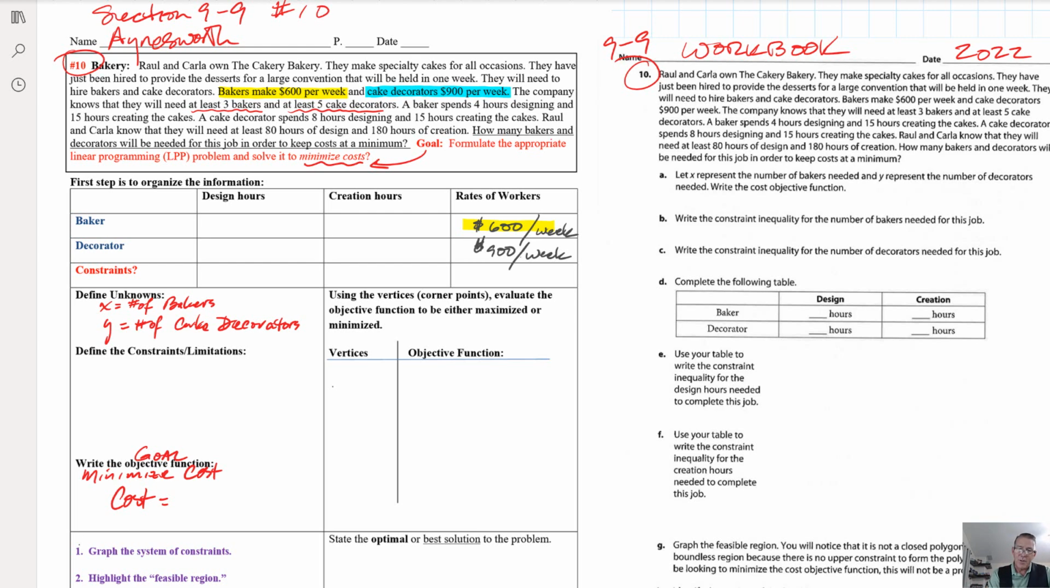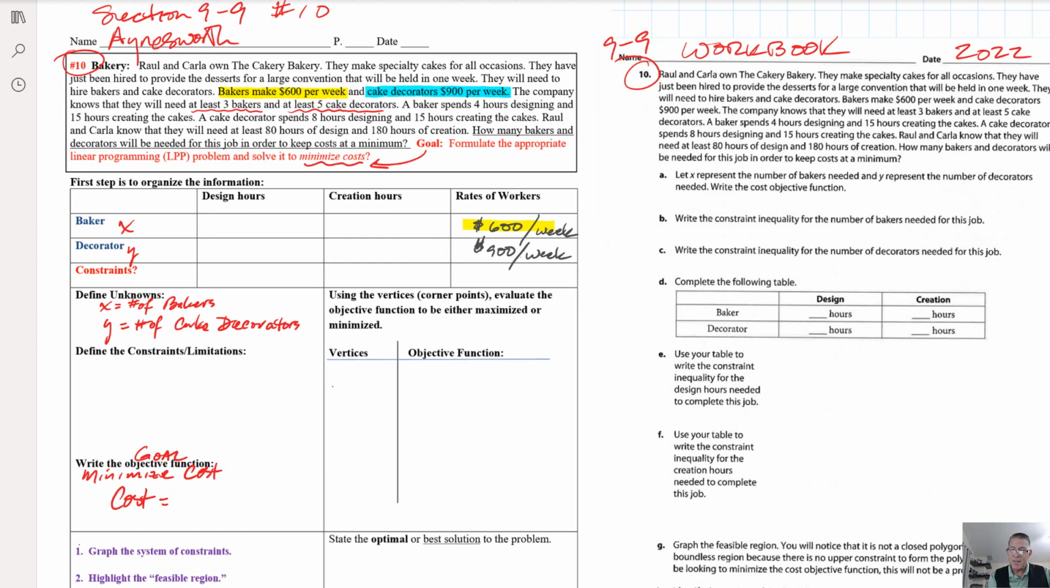So let's understand that there's going to be X bakers and there's going to be Y decorators. And notice that for every baker, you have to pay them $600 per week. And for every decorator, you have to pay them $900 per week. So if you have one baker, then it's $600 per week. If you have two bakers, it's 2 times $600. If you have 3 bakers, it's 3 times $600, and so on.